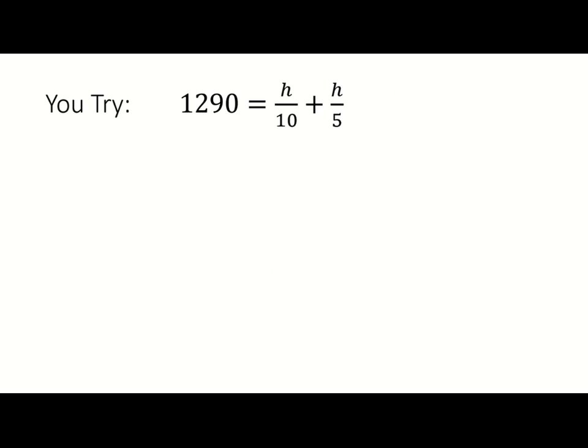I now want you to try this problem. 1,290 equals h over 10 plus h over 5. Please pause the video and try it yourself. When you have finished solving, resume the video to check your answer.